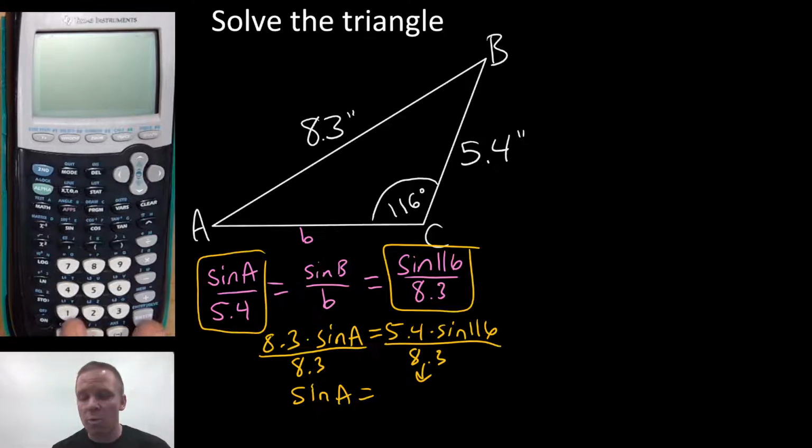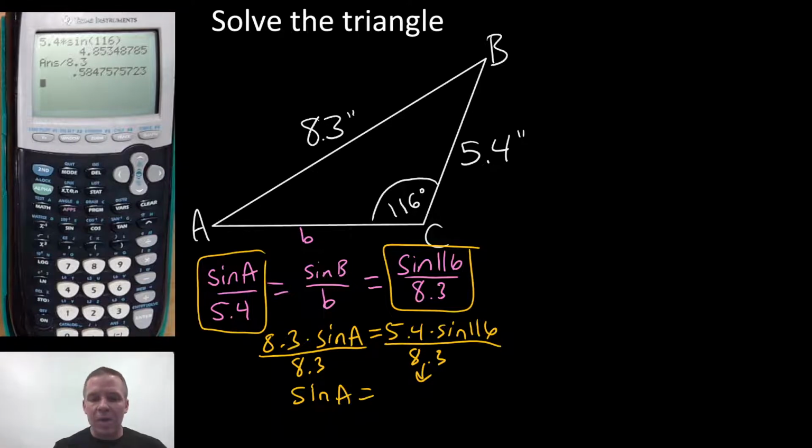We've got 5.4, then times sine of 116. Make sure you're in degree mode. If you get something different here, you're going to want to check your mode. All right, I can hit enter, and then I'll divide that all by 8.3. We could type it all in at once. Sometimes I just hit enter, and then I'll go for it. So I got 0.58475, so on and so forth.